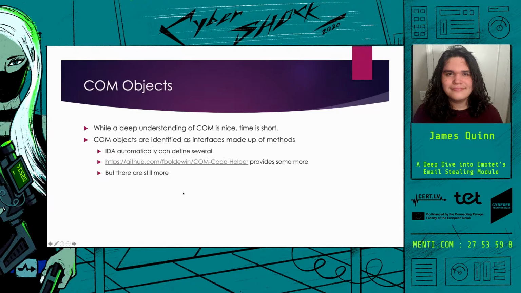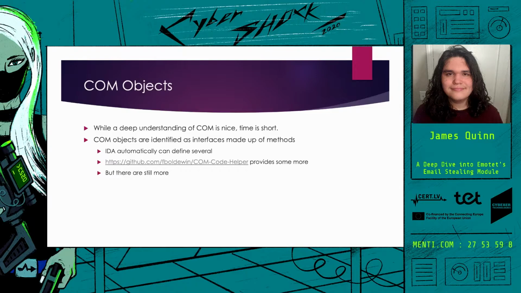And so now I'd like to give just a brief rundown of COM objects. A deep understanding of the Component Object Model (COM) is nice, but time, both in this talk and in life, is fairly short. So the key thing to keep in mind is that COM objects are identified as interfaces made up of methods.